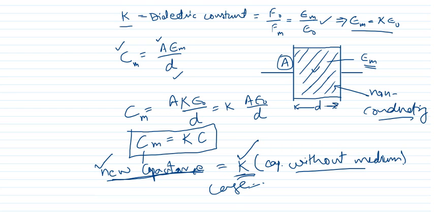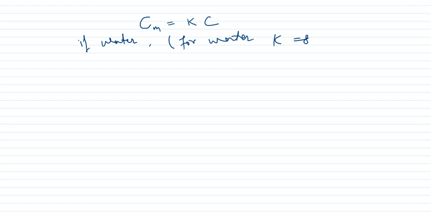For example, I say that capacity with medium is equal to K times capacity without medium. Now for example, if we use water, for water K is equal to 81, so therefore capacitance with medium will become 81 times capacitance without medium. So new capacity becomes 81 times the capacity without water. So in this way, by inserting the medium, we can enhance the capacity of a capacitor.